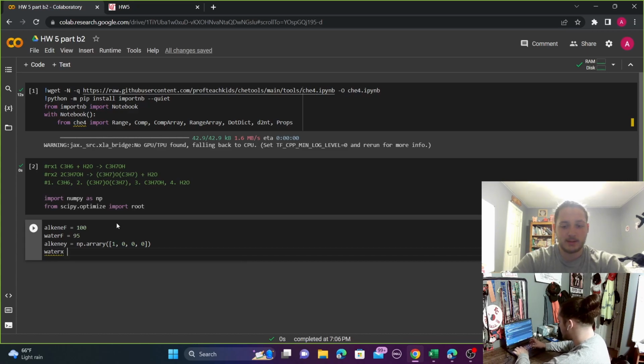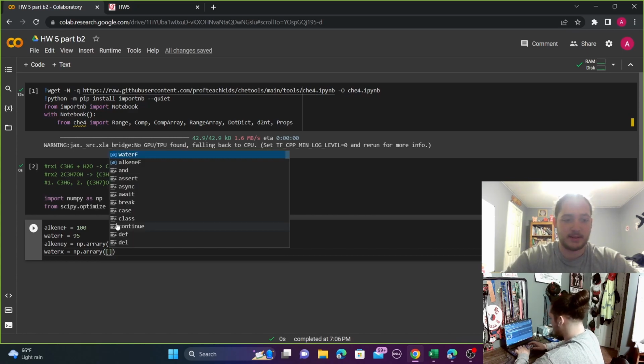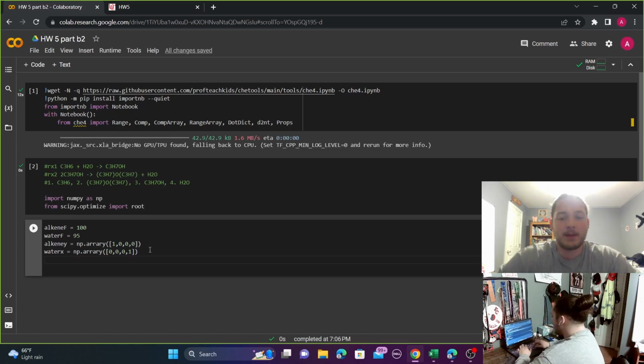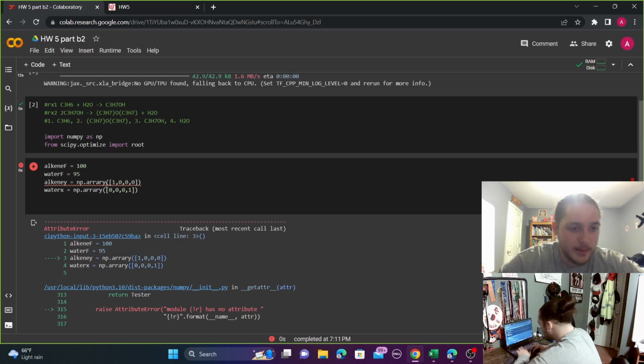Next, we are going to enter the amount of our water, and we can label that water x is equal to np.array. And again, we are going to input this the same way we did above. It's going to be 0 for propylene, 0 for our ether, 0 for alcohol, and 1 for our H2O. Next, I'm going to enter... I spelled array wrong.